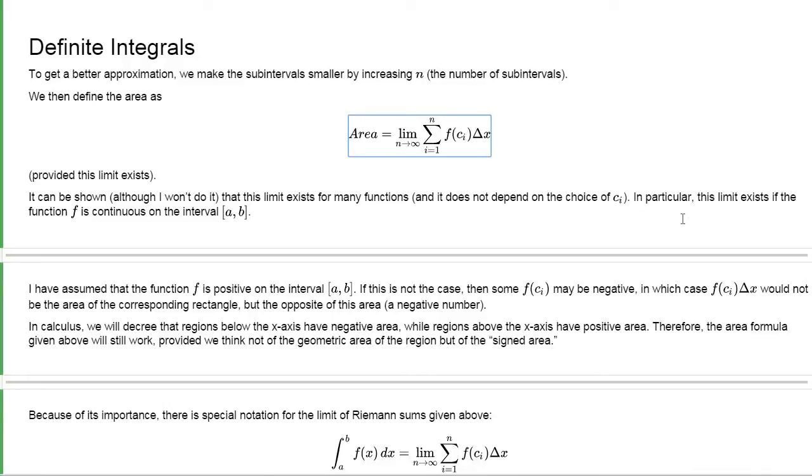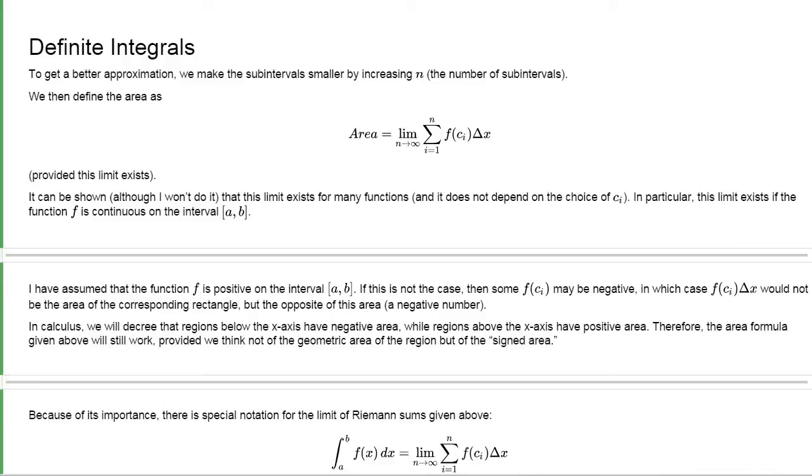If, in particular, you have a continuous function on your interval from a to b, so if the function f is continuous, then this limit will exist, and it won't depend on the choice of the c sub i, so it doesn't matter if we choose different things, we'll get the same answer in the end. I won't prove that, but you can find the area under continuous functions. Those are not the only ones. For many more functions this limit definition makes sense, but for continuous functions, it certainly works.